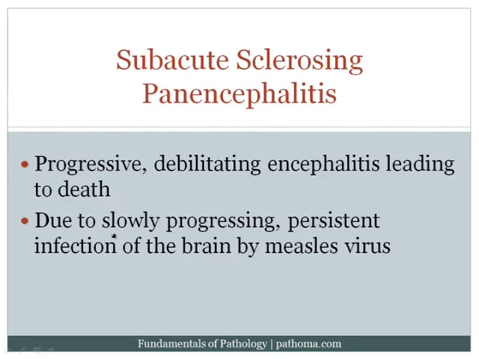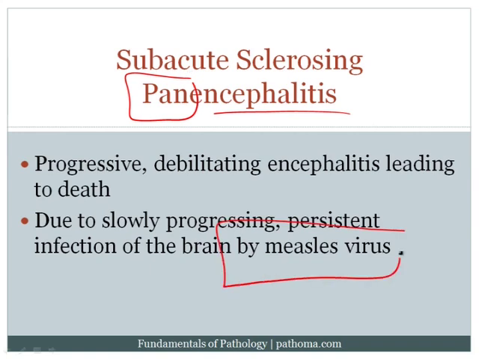The next disorder is subacute sclerosing panencephalitis. Encephalitis means that you've got inflammation of the brain, and the word pan tells you that it's involving both the gray and the white matter. This is a progressive debilitating encephalitis that leads to death, and very high yield to know that it's due to a slowly progressing persistent infection of the brain by measles virus. So this is a slow persistent infection by measles virus.